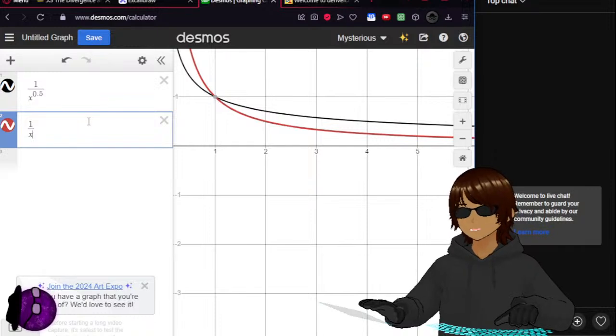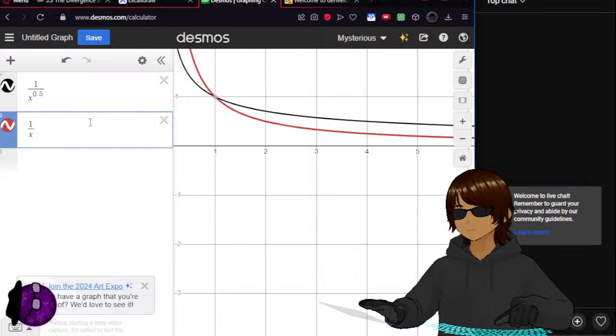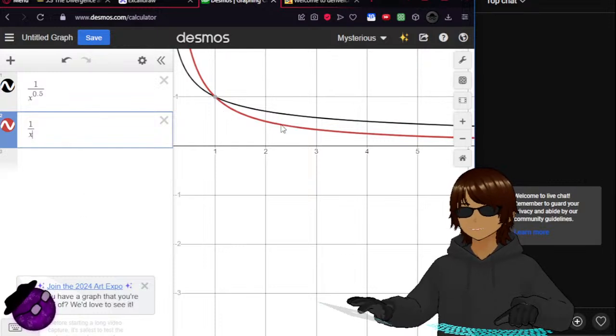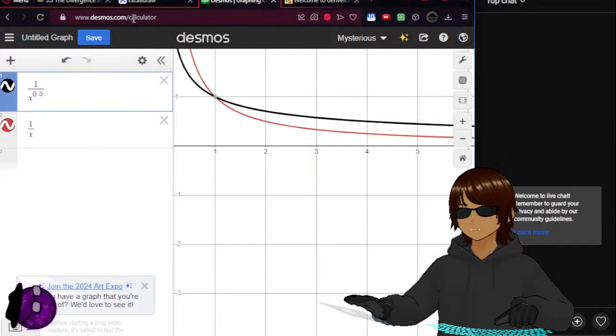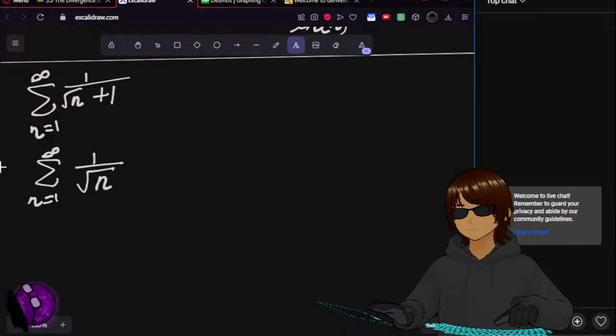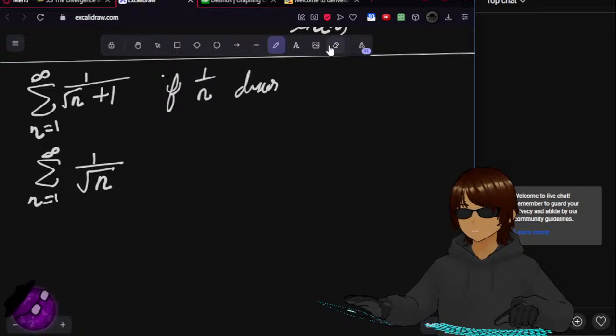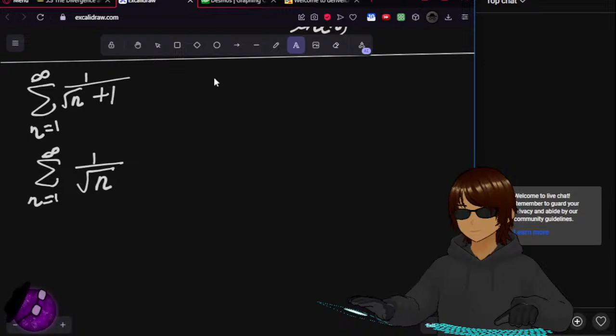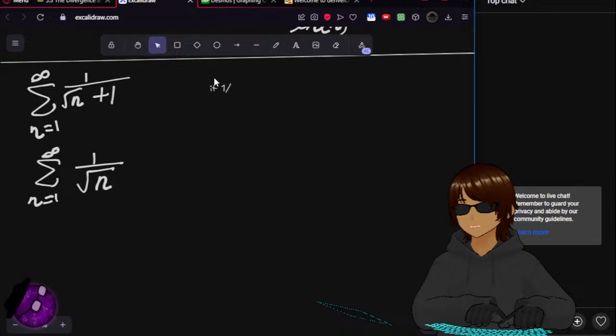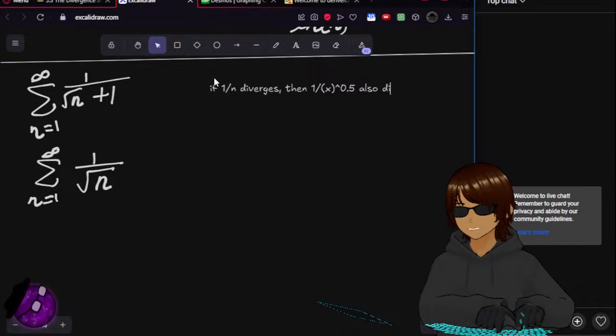1 over root n would be greater. If 1 over n diverges, then 1 over root n would also diverge, right? So it diverges.